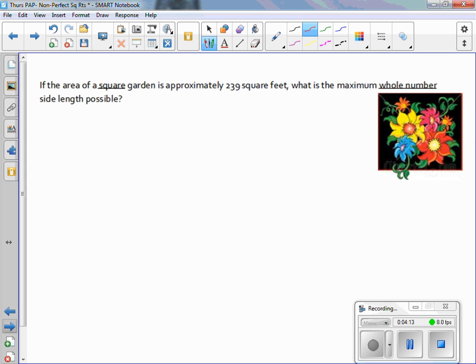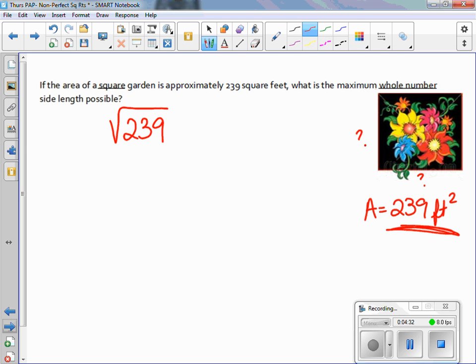The next one says, if the area of a square garden is approximately 239 square feet, what is the maximum whole number side length possible? So when we look at this, again, we're looking for a number times a number that gives us this. So we can work backwards and say the square root of 239 should give us our answer. But that one's not an easy one. So we need to figure out what's around it. I know that the square root of 256 is 16.